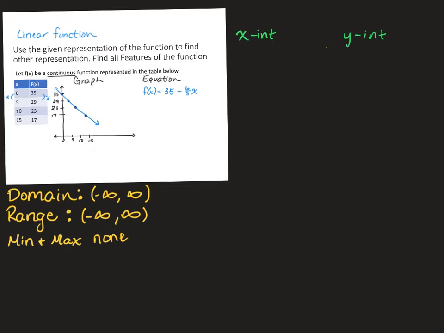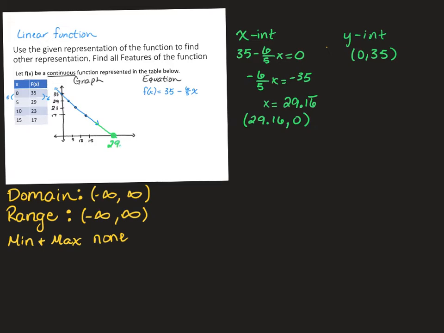My y-intercept I can see by looking at my graph. The y-intercept is at (0, 35). The x-intercept I can't tell by my graph, so one way you can always find an x-intercept is by setting your equation equal to 0 and solving for x. I'm going to write my x-intercept as a point, so the x value will go first, then 0. That would mean if I were to extend this line, it would cross the x-axis at this point.